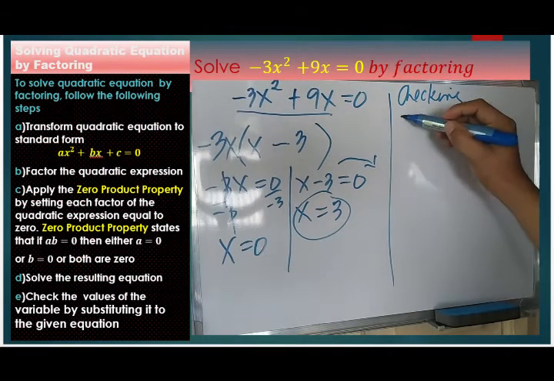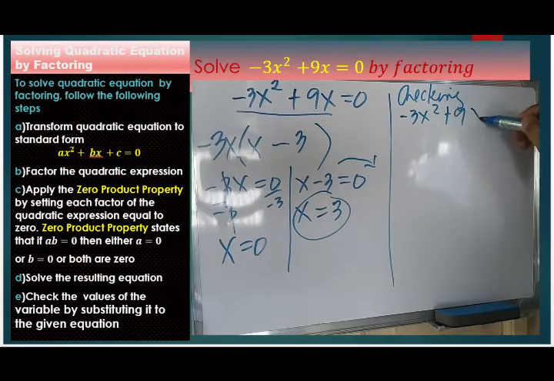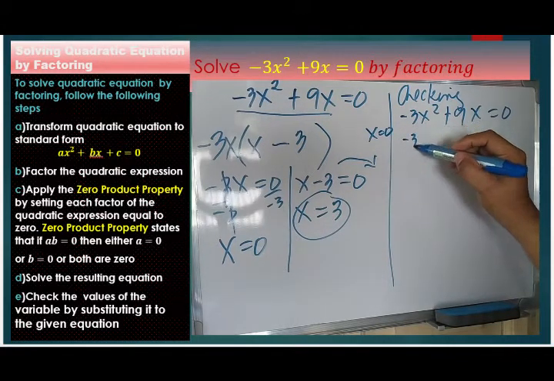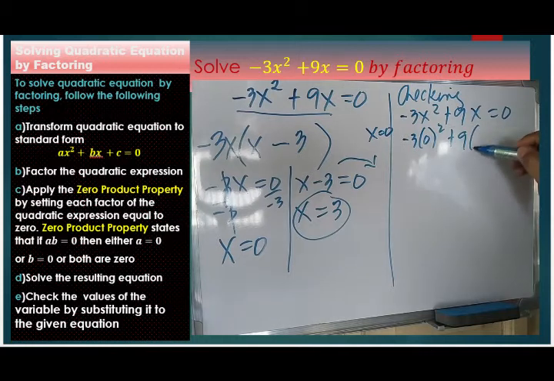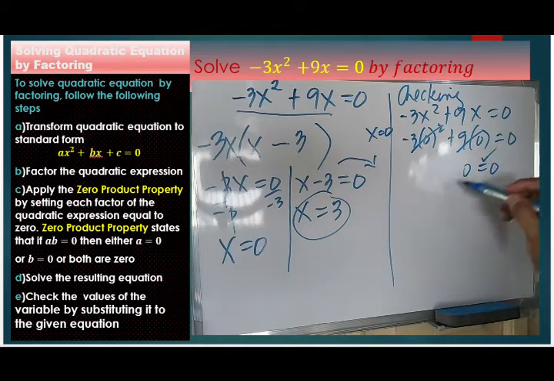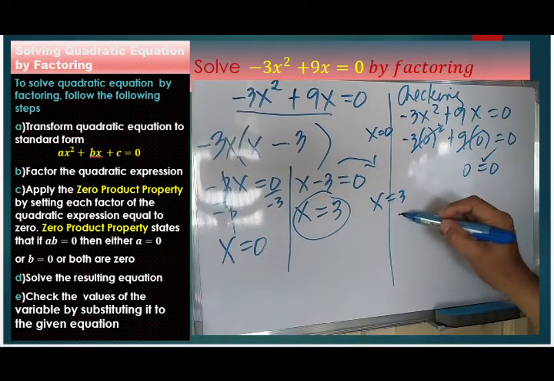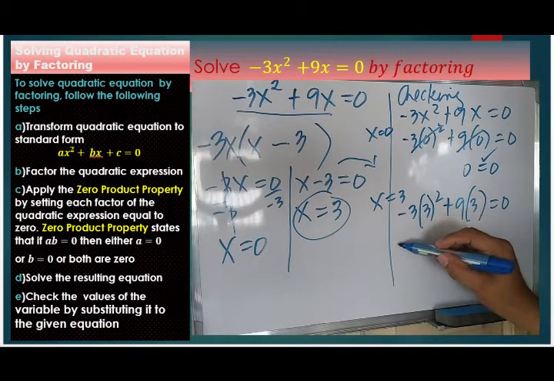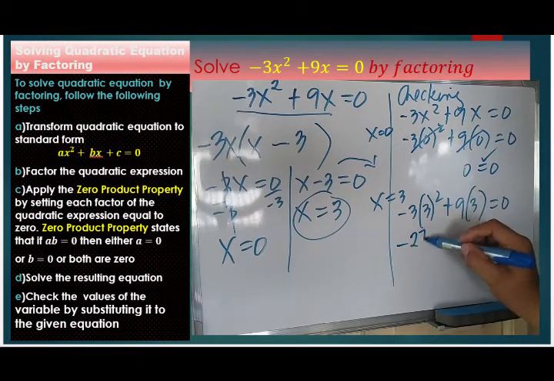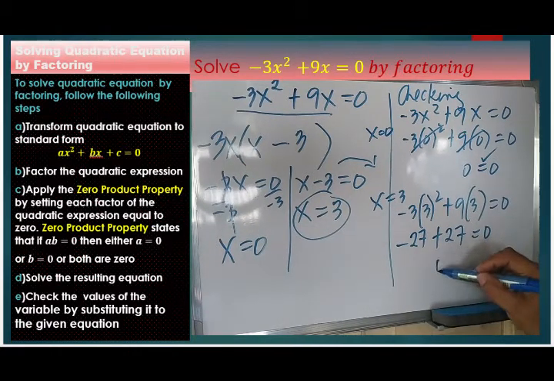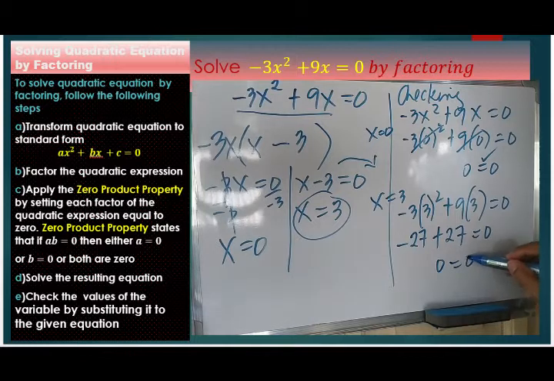So we have negative 3x squared plus 9x is equal to 0. If x is equal to 0, therefore we say negative 3 times 0 squared plus 9 times 0 is equal to 0. This is 0 is equal to 0, correct? How about if x is equal to 3? Then you say negative 3 times 3 squared plus 9 times 3 is equal to 0. 3 squared is 9. So this is negative 27 plus 27 is equal to 0.